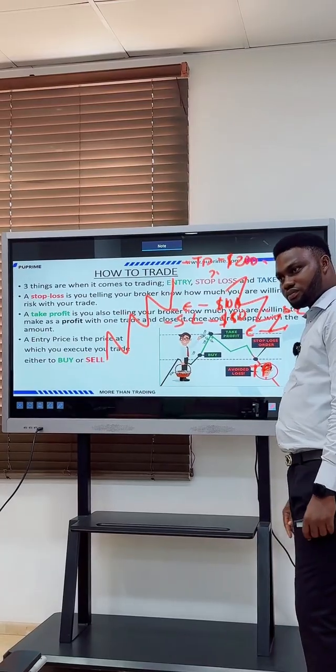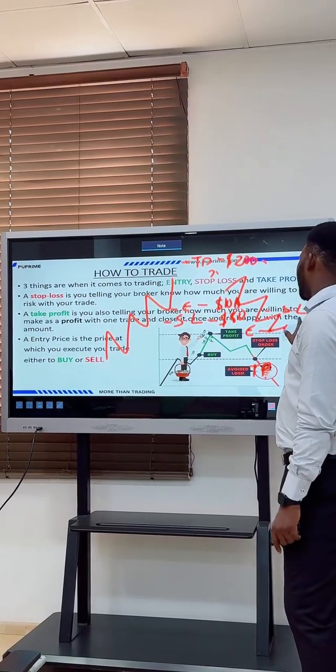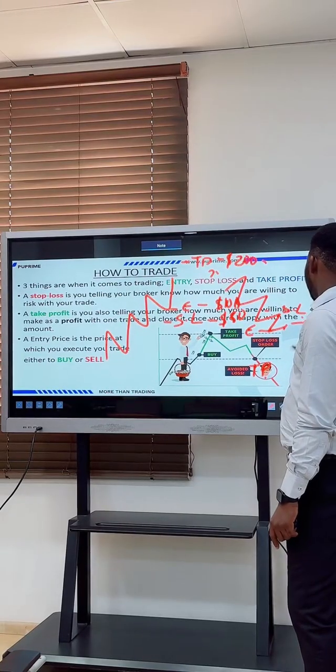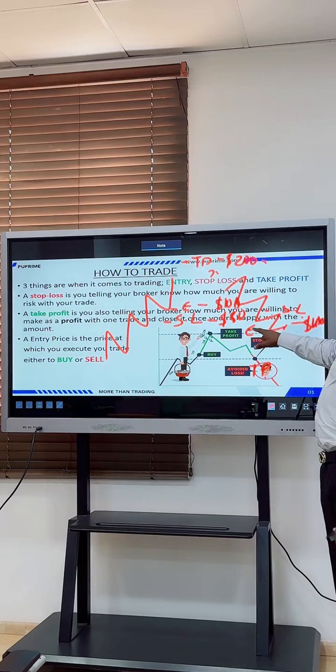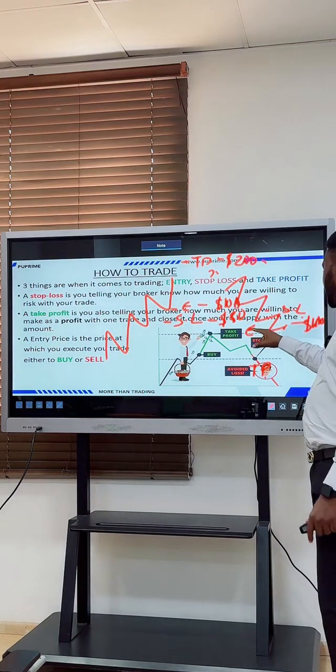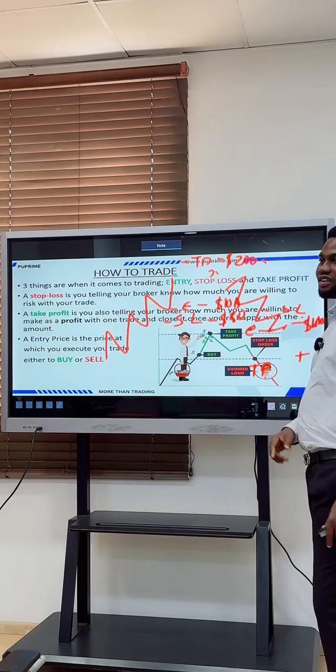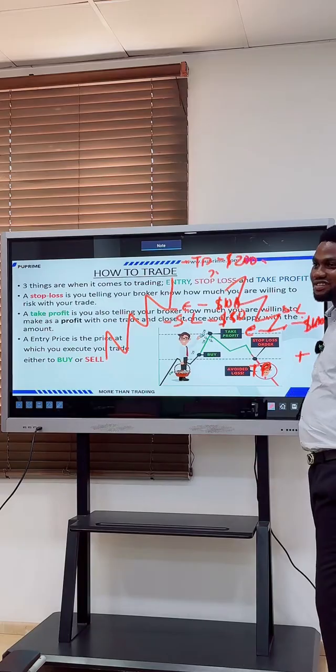What's going to be the amount at the entry point? It could also be $100. Now, once I'm entering, the order I'm giving the market is to sell. From here, it's going to be in profit. How? When the market is going down, I'm selling.